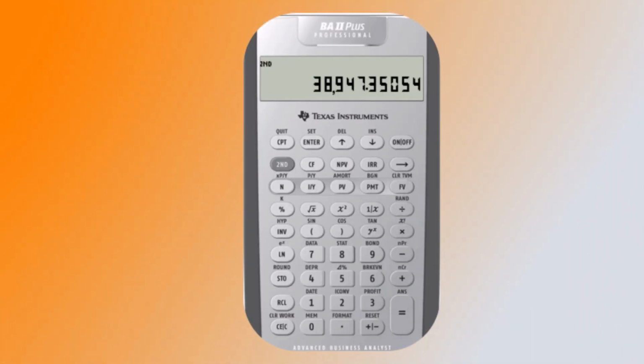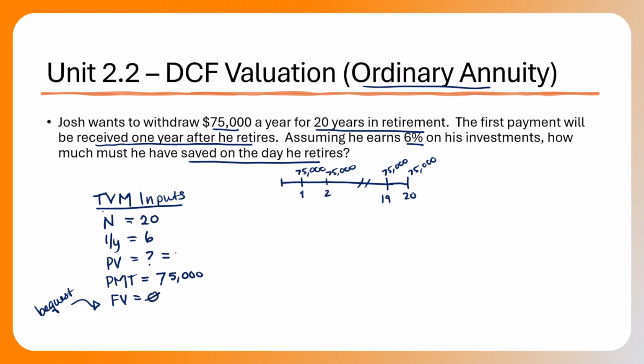We'll go ahead and clear our parameters here, clear our time value money. 20 for N, 6 for IY, 75,000 for payment, 0 for the future value, compute, present value. You can see that he needs to have saved $860,244.09 on the day he retires.